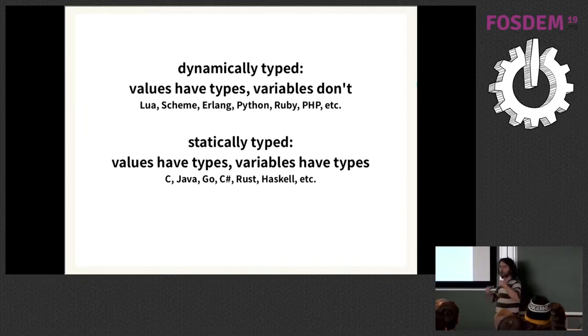All of these are typically the ones that we call scripting languages, and some that we don't, but that's it. And statically typed means that values have types and variables also have types. So if you have an integer and you want to put it in this variable, it had better be of the integer type, because otherwise it will not accept it. So C, Java, Go, C#, Rust, Haskell, all of these others are static.